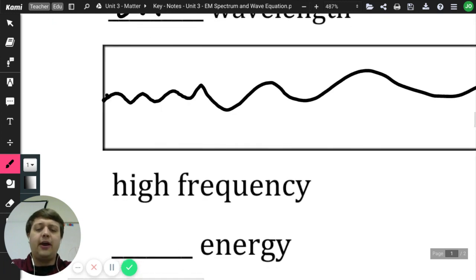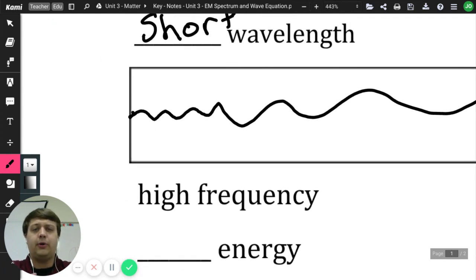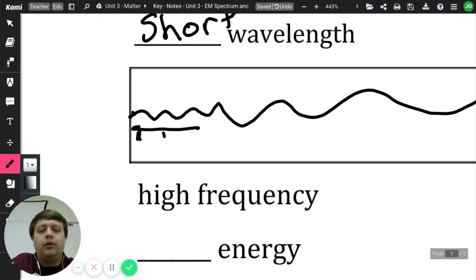So, I've got a short wavelength, right? Looking at our frequency, frequency again is how often it's happening. How often do we see this wave occurring? Well, it's very, very frequent. In this small section, we've got 1, 2, 3 waves that have occurred. So our frequency is very high.